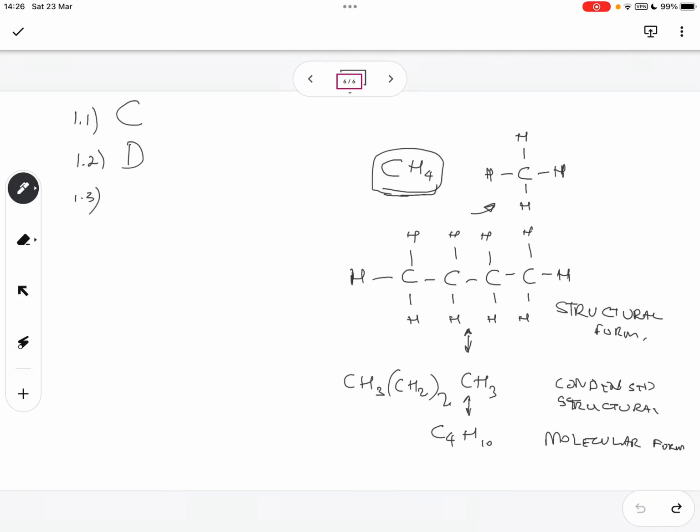Let's see. So we've got multiple hydrocarbons. The first one has 1, 2, 3, 4, 5, 6 carbons. The second one also has 1, 2, 3, 4, 5, 6 in total. They all have 6 carbons. It's just they have different arrangements of the atoms.